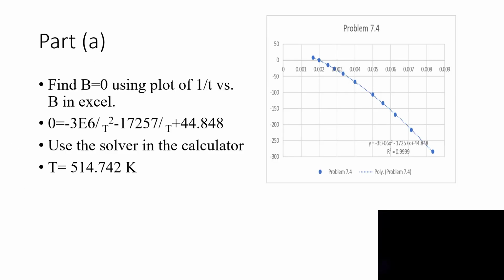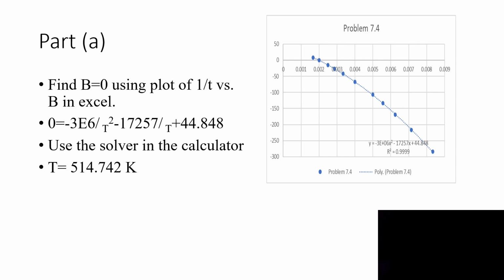So using the data in the problem statement, I just plotted the inverse of T versus the B values given in the book, and I got this curve. I used a second order polynomial, and I got an R squared of 0.999, which is very good. And I got the corresponding equation displayed there on the graph.